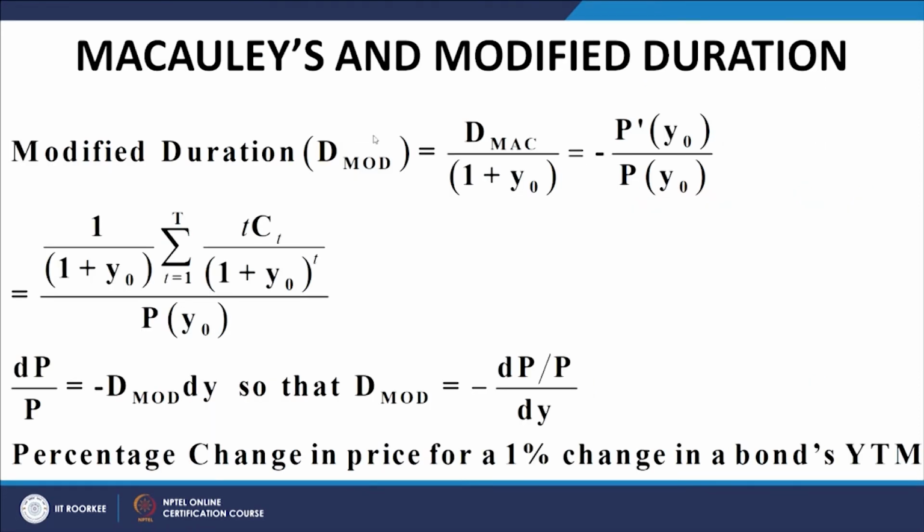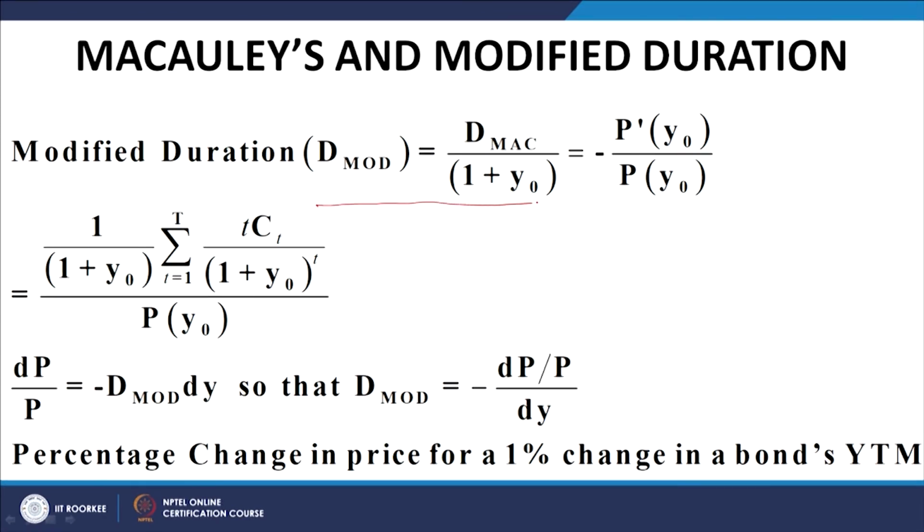Now we come to another related concept, another rescaling variant of duration, which we call modified duration. It is a rescaling of Macaulay duration, and the expression for modified duration is given by D_mac, the Macaulay duration, rescaled by 1 plus y0. So the modified duration is equal to D_mac divided by 1 plus y0, in other words equal to minus P'(y0) divided by P(y0).